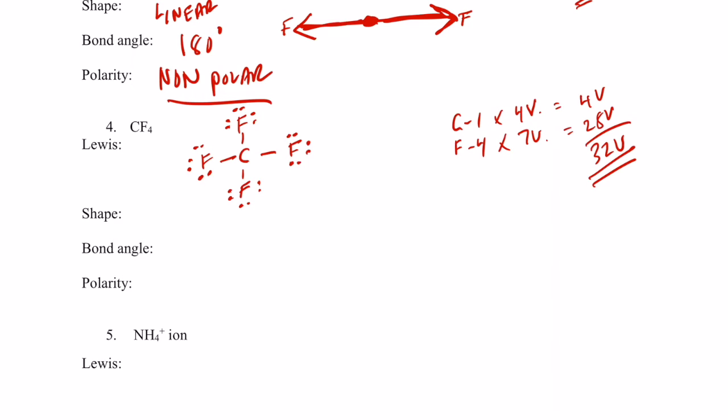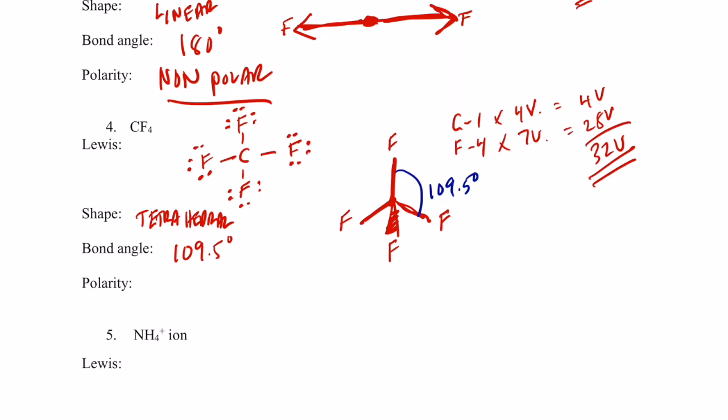So the shape of this, let's see, there's my carbon in the middle. We have a fluorine up top, 1 fluorine going back into the paper, another one going back into the paper, and then another one coming out of the paper. So the shape of that is tetrahedral. And the bond angle for that, kiddos, is a nice, pretty 109.5 degrees, isn't it?